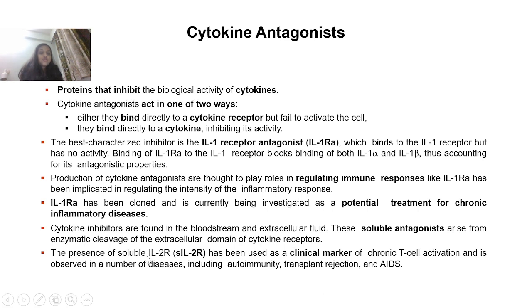The presence of soluble IL-2R has been used as a clinical marker of chronic T-cell activation and is observed in a number of diseases, including autoimmunity, transplant rejection, and AIDS. Like this, soluble IL-2R is found in many kinds of diseases and used as a clinical marker for chronic T cell activation.